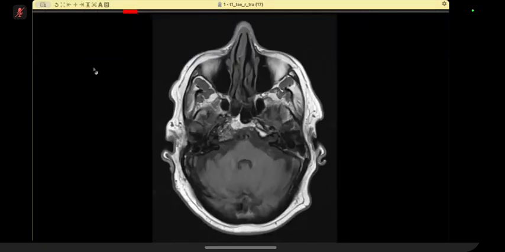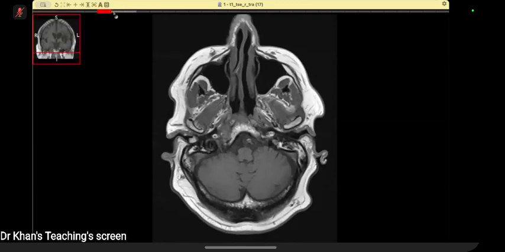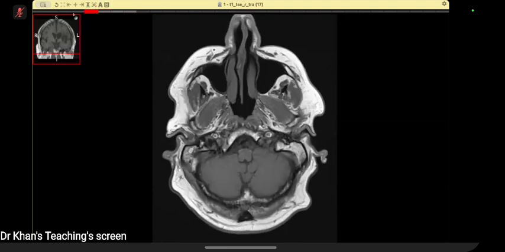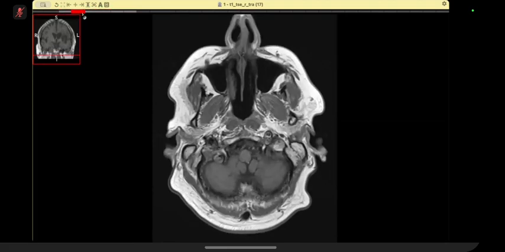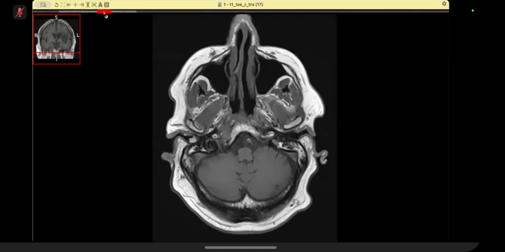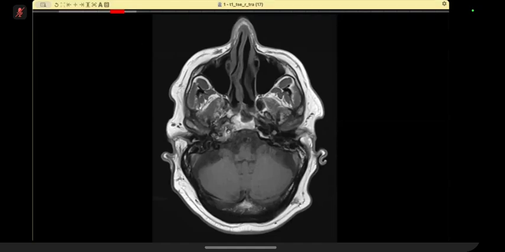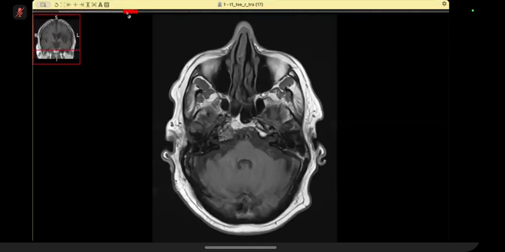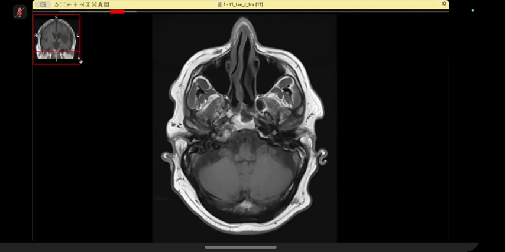Yes, so it seems bright on T1. You can scroll it. So it's iso to high on T1. Can I have a DWI? It was irrelevant. There was nothing. Sir, I'm thinking of some cholesteatoma in the petrous apex, that's why I asked for DWI.